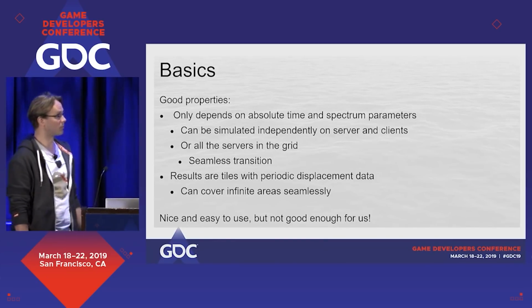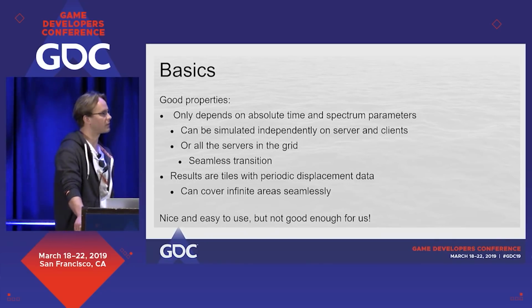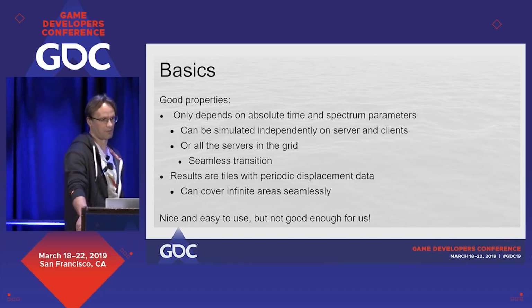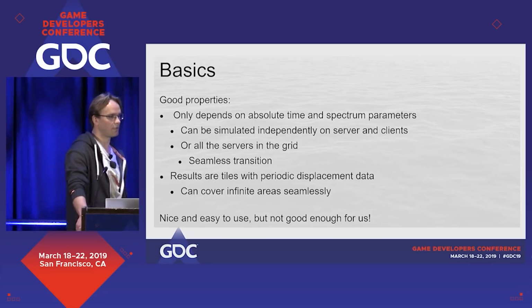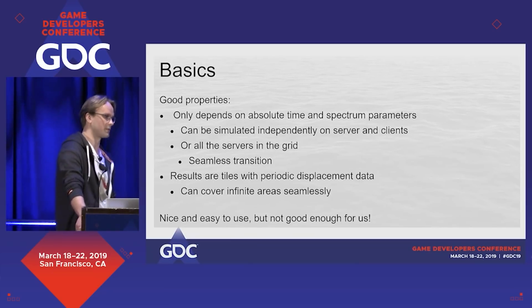This simulation has a bunch of good properties. First of all, it only depends on the time and the spectrum state. So at any moment in time, you can know the displacements of the ocean surface. It is very good for us because we are working on MMO game, so the simulation has to be similar for the server and all the clients. So we can run the simulation independently using those properties of the simulation. And what is more important is that all the servers on the grid can simulate the same sea state, so the transitioning of the player from the server to server can be seamless.